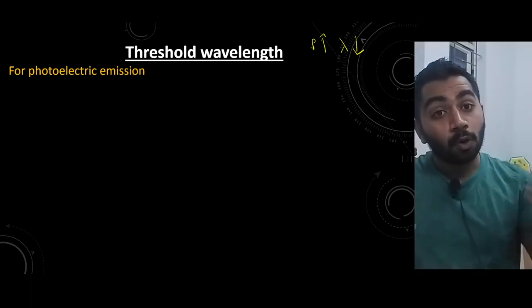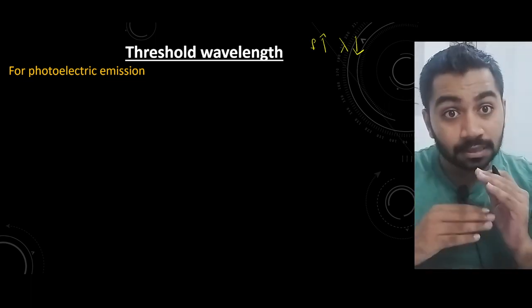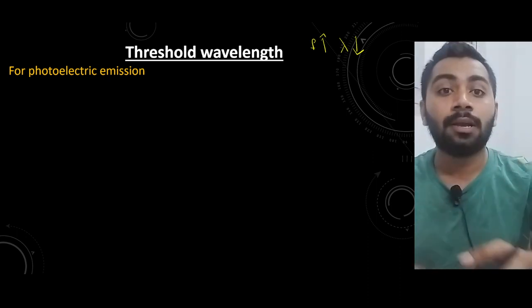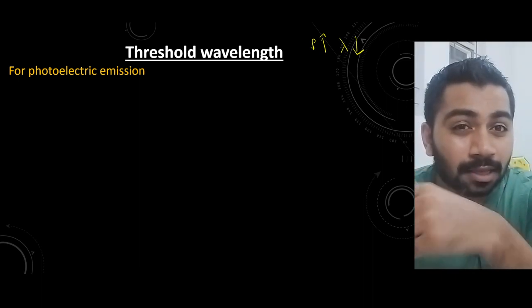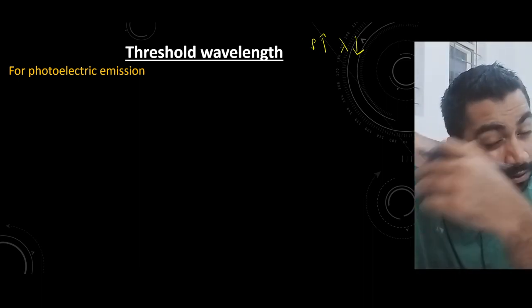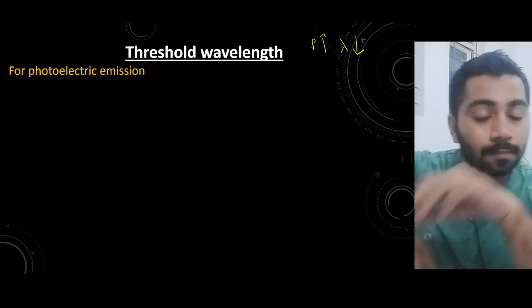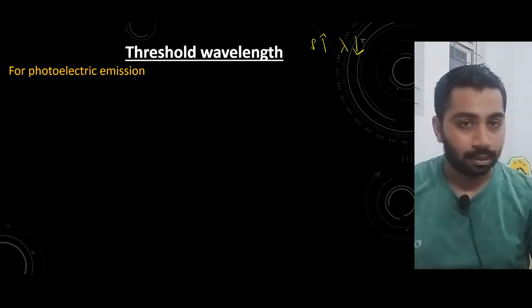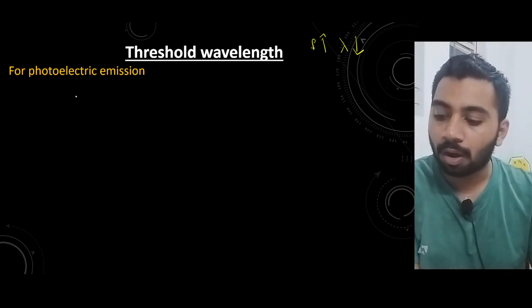Now come to threshold frequency. The frequency below which photoelectric effect does not take place. Very simple. For the falling ray, the incident ray, the wavelength must be less than this metal's wavelength or electron wavelength. Okay now, let us see how it is.